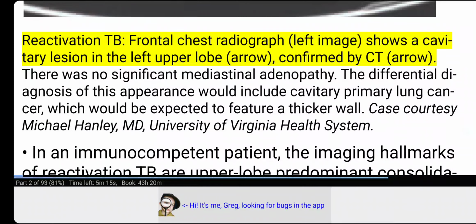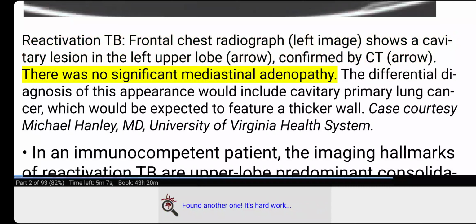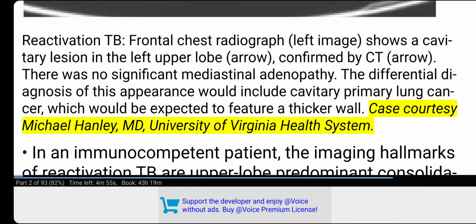Reactivation TB. Frontal chest radiograph, left image, shows a cavitary lesion in the left upper lobe, arrow, confirmed by CT, arrow. There was no significant mediastinal adenopathy. The differential diagnosis of this appearance would include cavitary primary lung cancer, which would be expected to feature a thicker wall. Case courtesy Michael Hanley, MD, University.